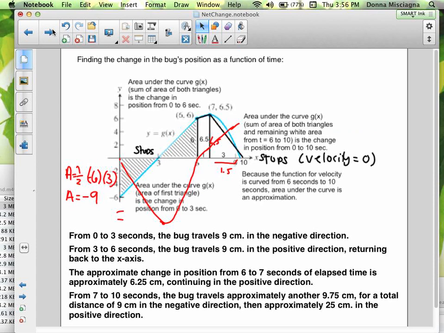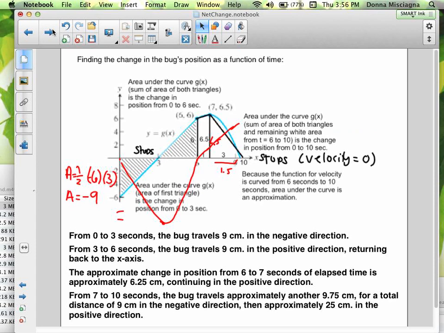So we're going to look from 0 to 3 seconds. I have that underneath. So the area under the curve g of x, the area under the first triangle, is the change in position from 0 to 3 seconds. Notice it's negative. Right? That's a very clear, easy-to-find triangle, right? So we have negative 6 times 3 times a half, which gives us negative 9.